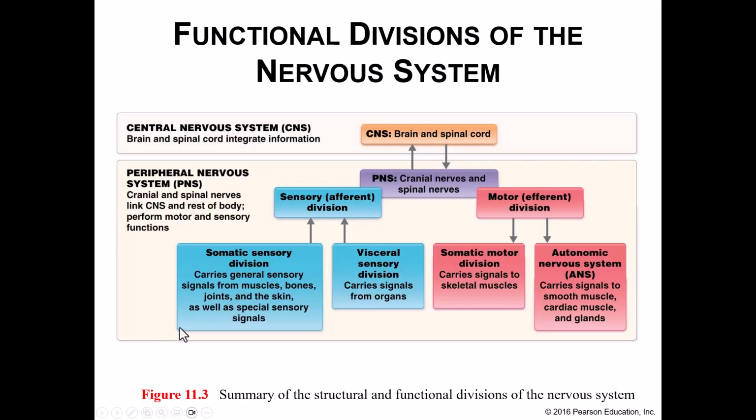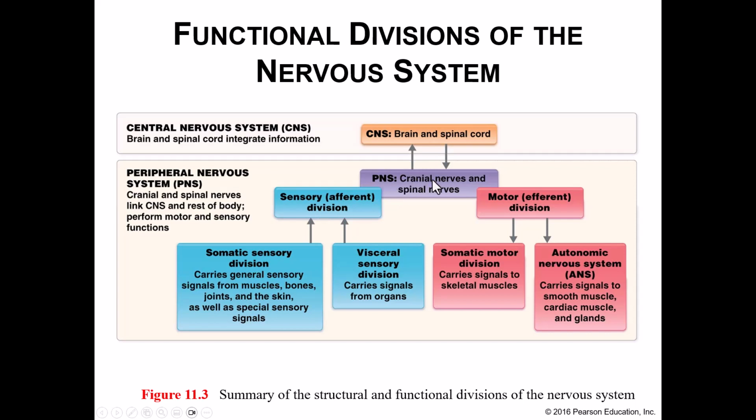So here's a schematic of how the sensory input comes in. We have our somatic, so this is going to carry information from our muscles, bones, joints, and skin, as well as our special sensory signals such as sight and hearing. Also, we have our visceral. This carries signals from the organs, so our internal sensory nerves. Coming in, as I mentioned, the afferent division.